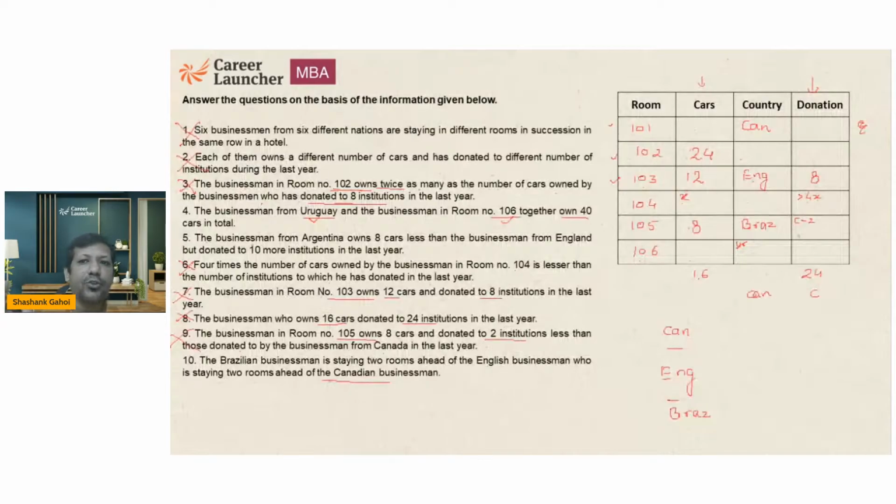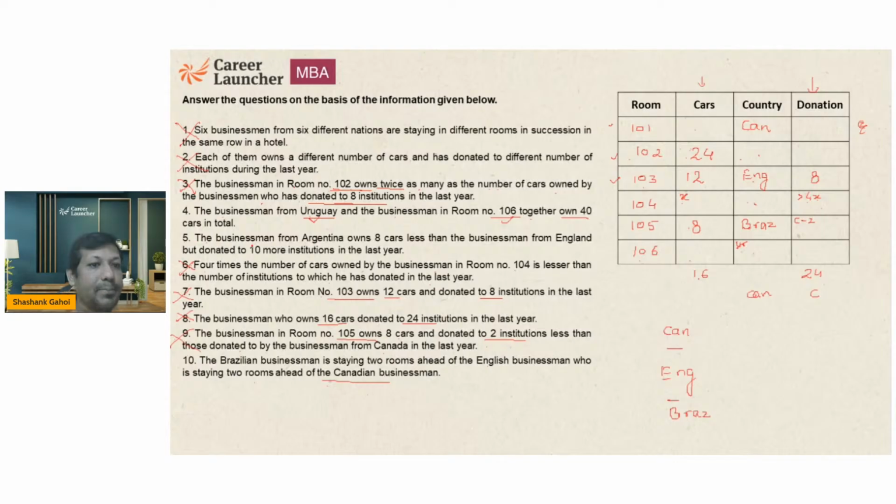Till now, if I need to make a wild guess, I am going to go with 102, but I don't arrange the country for it. Okay. So Uruguay is going to be something either this or this. Okay. Now, the businessman from Uruguay and room number 106 owns 40 cars in total.